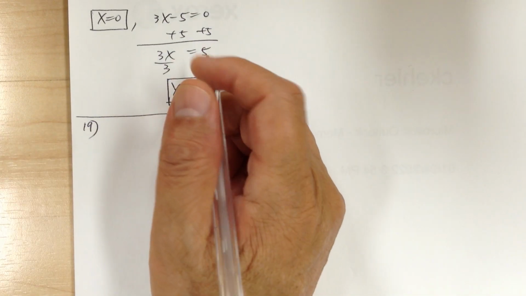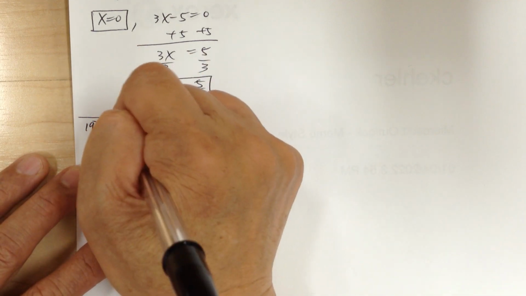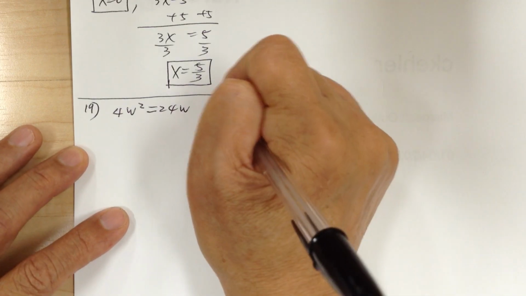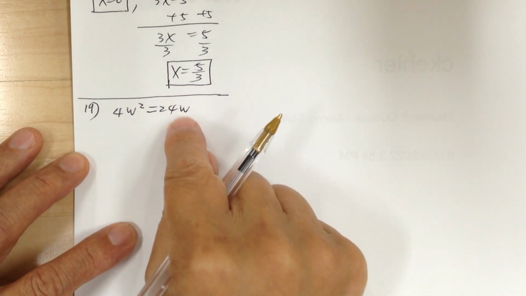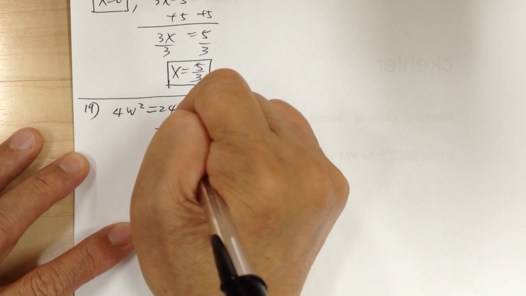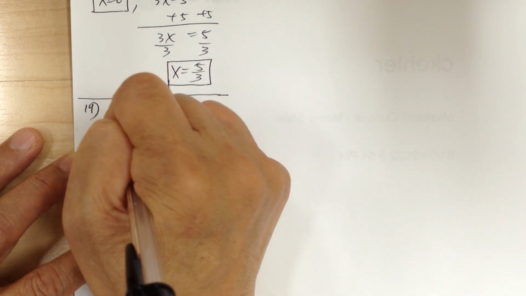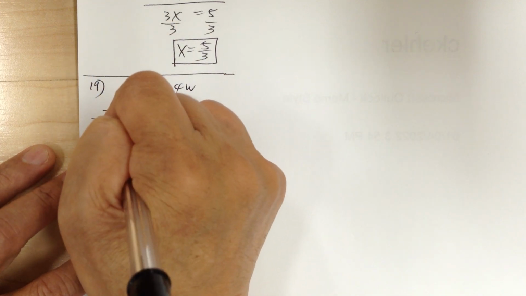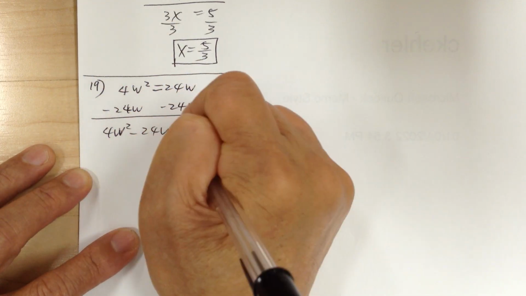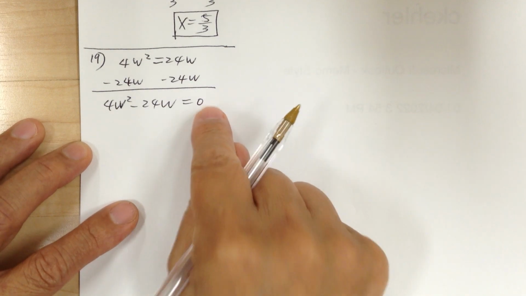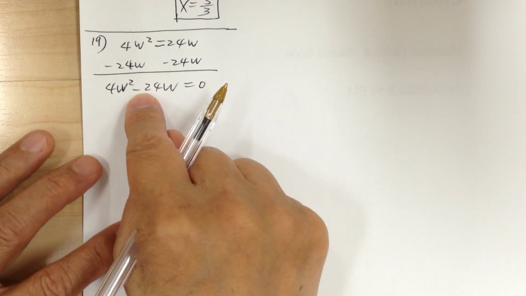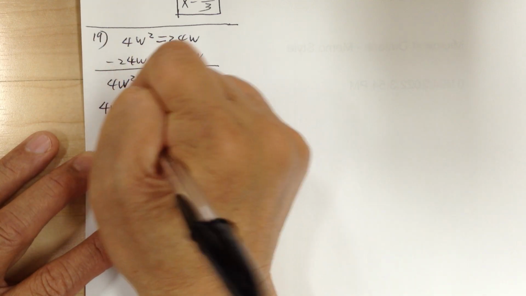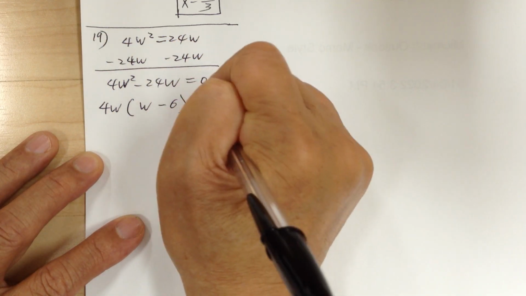Okay, next one. You've got 4w squared equal to 24w. So again, to do any factoring, you have to make this equal to 0. So you have to move this to the other side, and you have to arrange this in order. So first make sure it's equal to 0 and arranged in order. Now you can do the factoring. So step 1, common factor, factor out the 4w. So it'll be w minus 6 equal to 0.